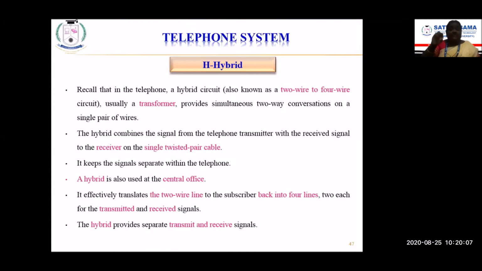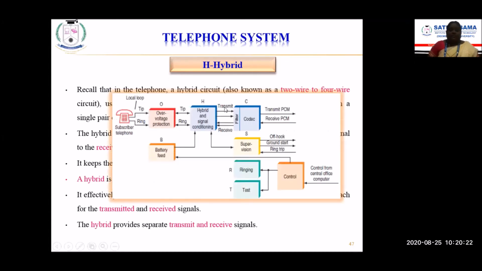That is, we need to separate the audio signals, is it not? That is to be sent to the speaker. And this hybrid provides the separate transmit and receive signals. Okay, so this is about the hybrid functionality here. And also it will have the signal conditioning circuit that is connected directly to the subscriber line using the tip and the ring wire connection and the transmit and the receive signal. Okay, that is about the hybrid functionality.